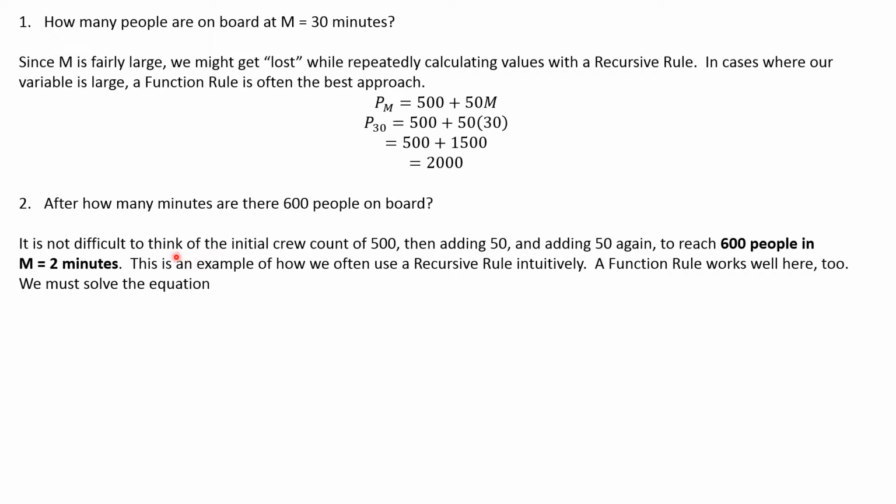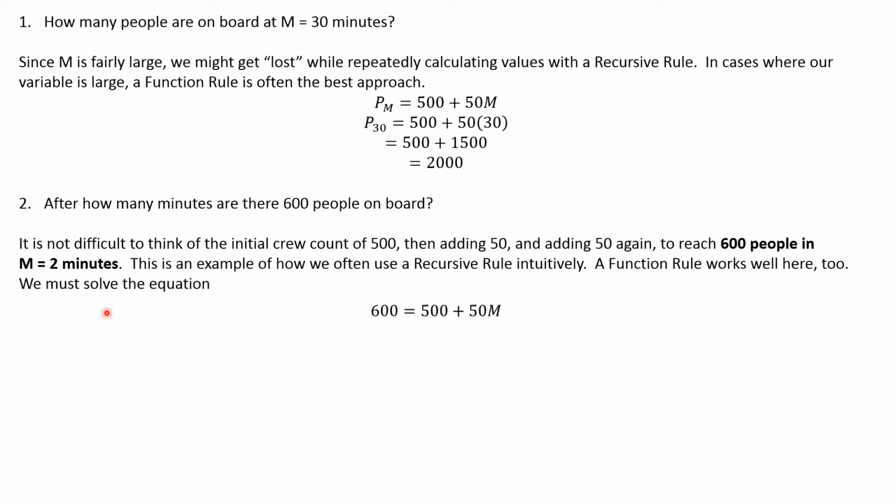Now, it's not difficult to think of the initial crew count of 500 and then adding 50 and adding 50 again to get 600 people in 2 minutes. This is an example of how we often use a recursive rule intuitively. A function rule works well here too.